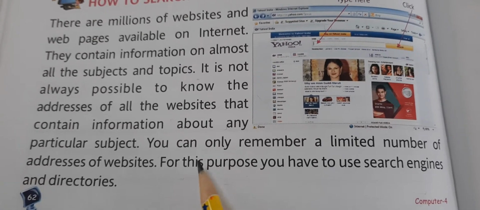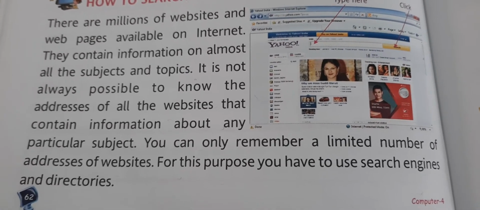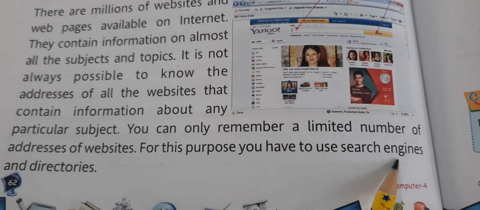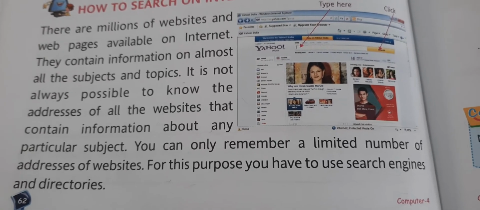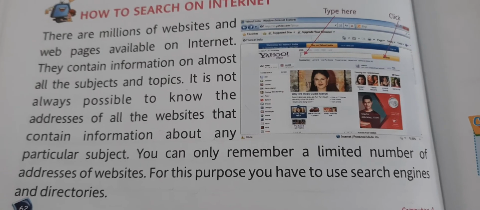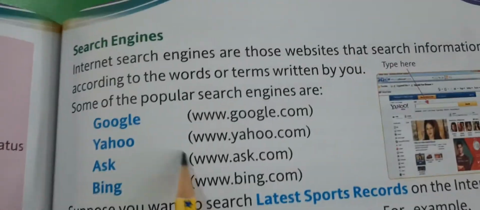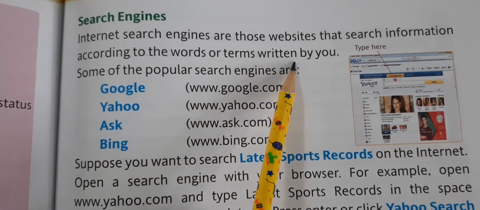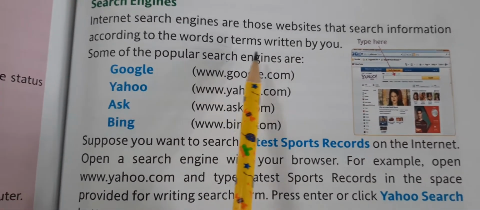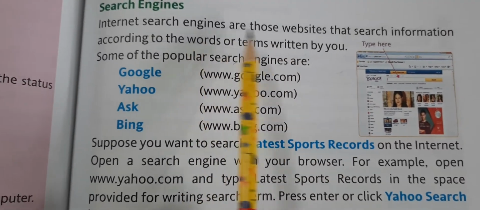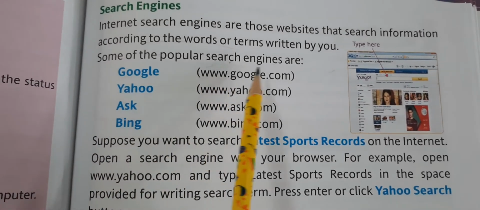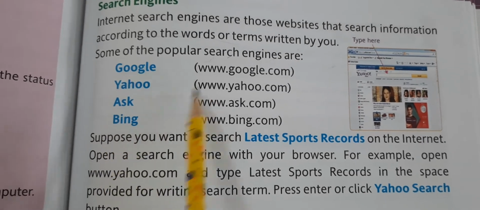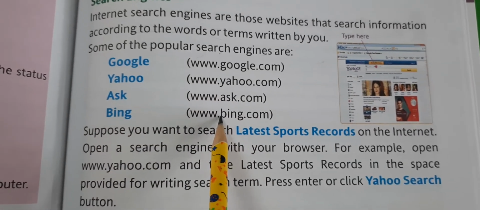Okay, so because of this human limitation that we cannot remember the number of websites, this concept of search engines or directories was introduced, and it has revolutionized the way we can use the internet. Now let's see about the search engines. Internet search engines are those websites that search information according to the words or terms written by you. Whatever information we want, we write any term related to that in these search engines, and then it will search for the information. Some of the popular search engines are Google, Yahoo, Ask, Bing, and here are the addresses of these search engines.